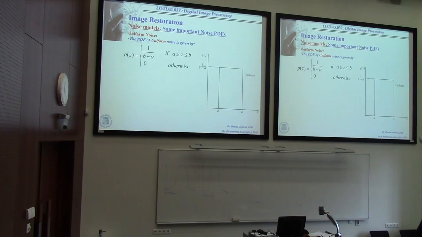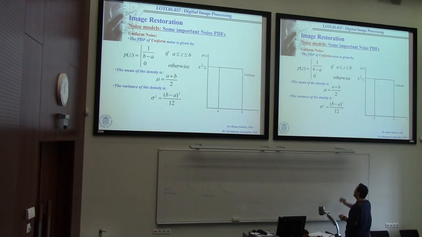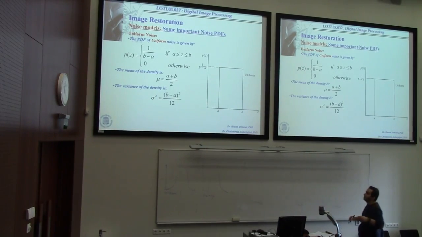Okay. The next one is the uniform. So we have this PDF for this function, and also the function is here, and you can easily find the mean of the noise and variance of the noise by using this equation. And also we know that the PDF of uniform noise is like this.